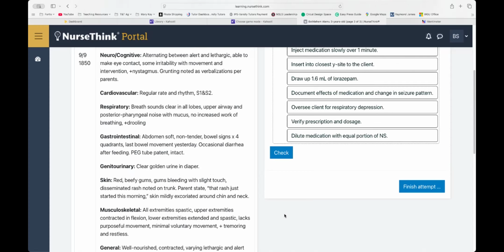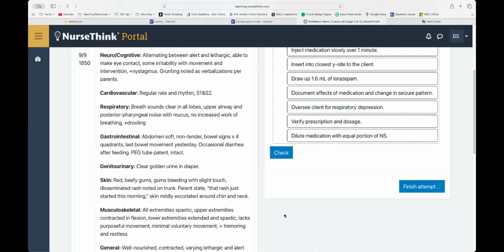So what are some of those abnormal things that we see with Bethlehem's assessment? The gum bleeding. Yeah, what can that be a sign of? Like a bleeding disorder. What else? Since he has a seizure disorder and he's on medications for seizures, oh, a medication adverse effect. Yep. So bleeding gums can be an adverse reaction with phenytoin.